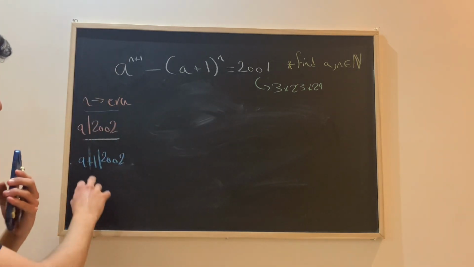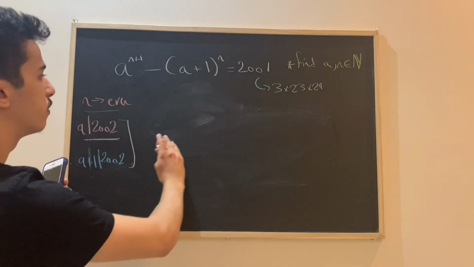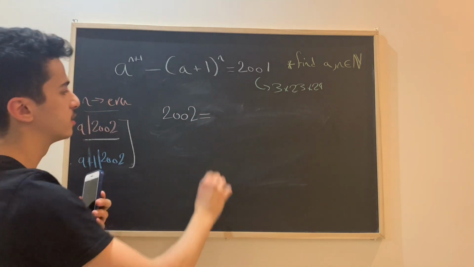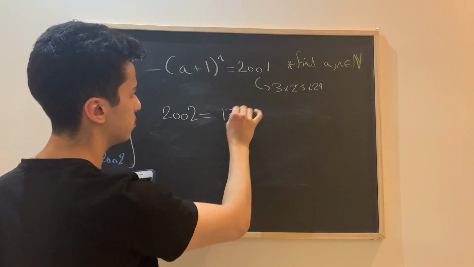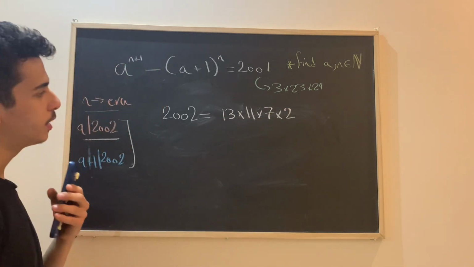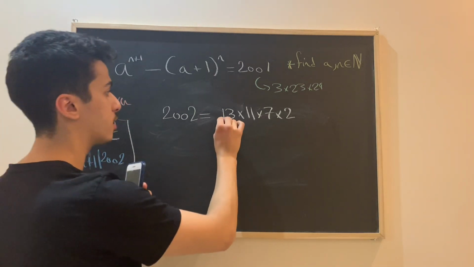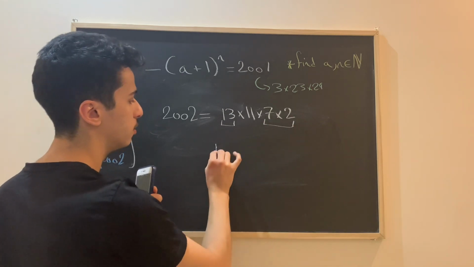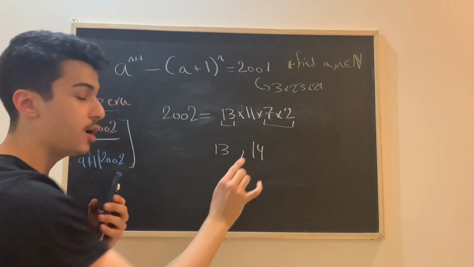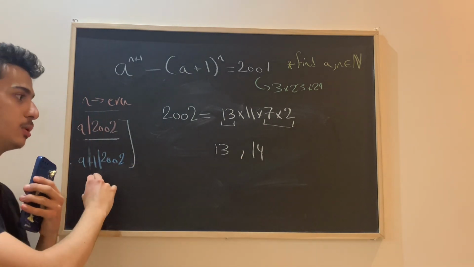Now we're going to use these two: a divides 2002 and a plus 1 divides 2002. Well, this number could be rewritten as 13 times 11 times 7 times 2. And the only way we can create two factors that are consecutive is if we take 13 and take 2 times 7. That's 13 and 14. 13 and 14 are consecutive and they divide 2002, so they must be a and a plus 1. You can check for yourself.